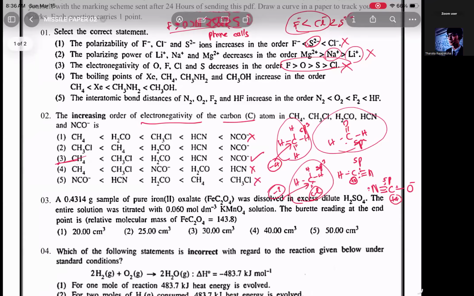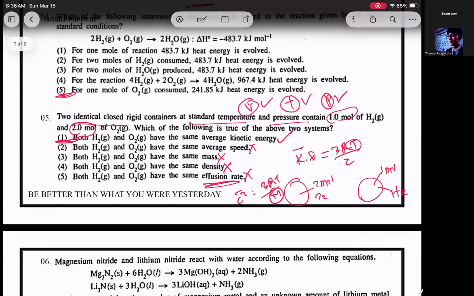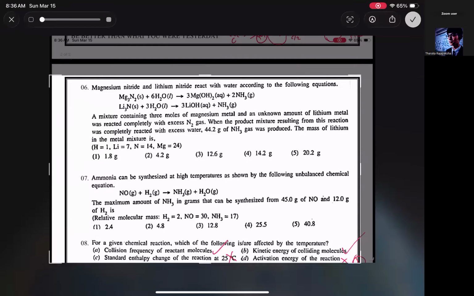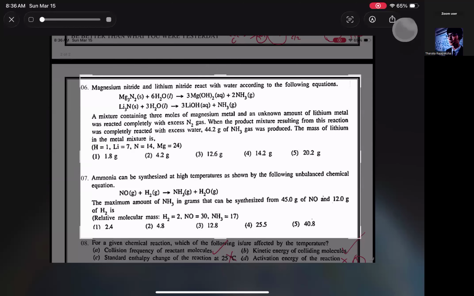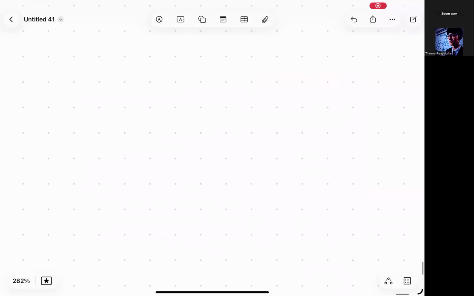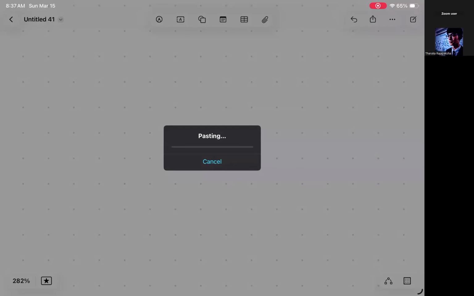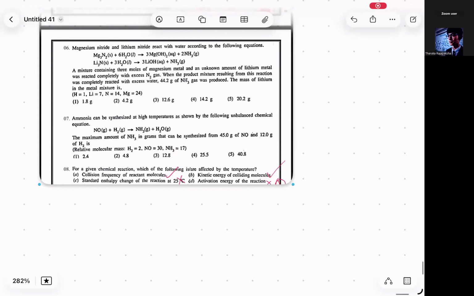Okay, only 2 questions remaining. I'll do these 2 also. I had done these in the revision class actually. These both questions come under the limiting reagent part. Right. Sixth question.